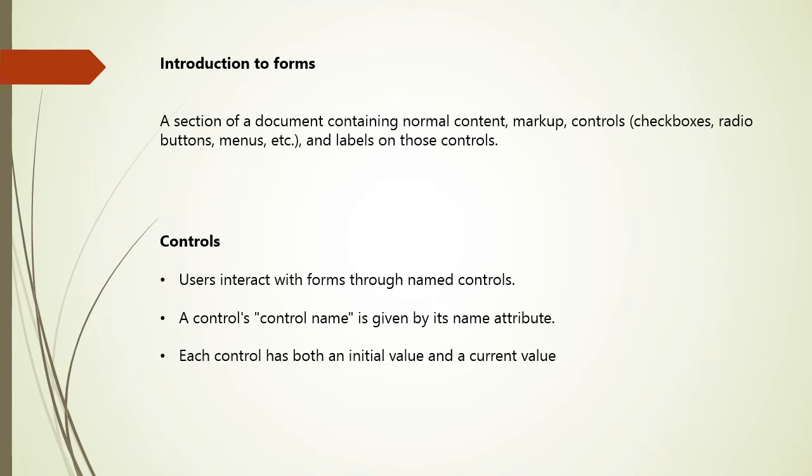Consider what controls are. Users interact with forms through named controls. A control's name is given by its name attribute. The scope of the name attribute for a control within a form element is the form element. Each control has both an initial value and a current value, both of which are character strings. In general, a control's initial value may be specified with the control element's value attribute. However, the initial value of a textarea element is given by its content, and the initial value of an object element in a form is determined by the object implementation.